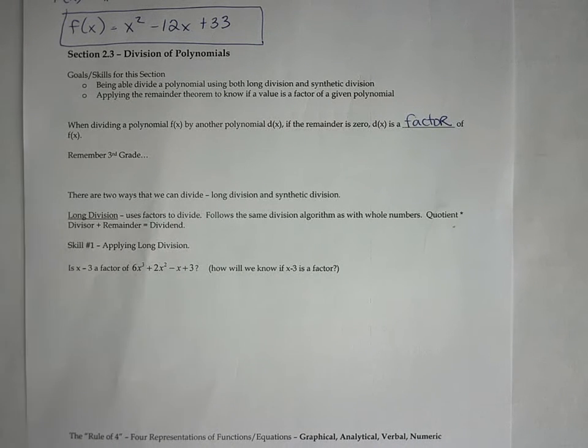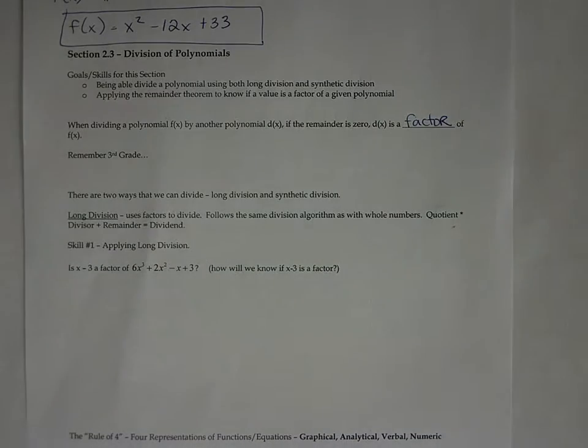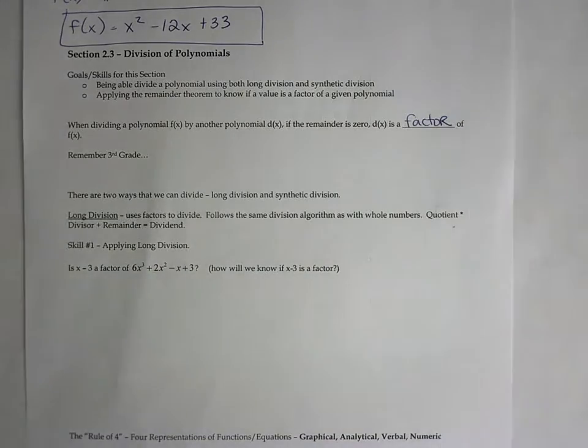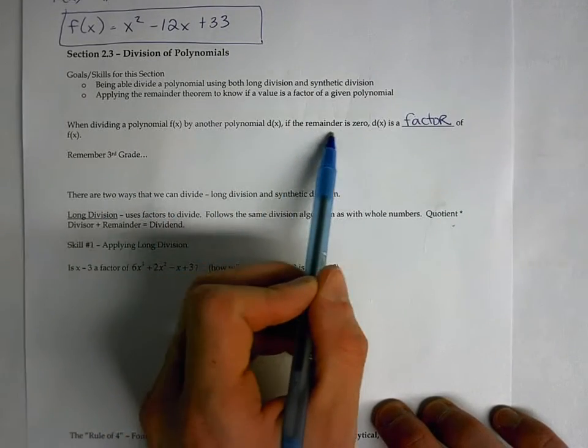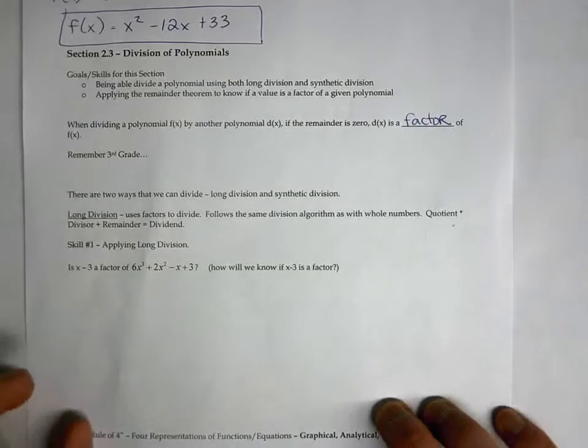And you might or might not remember it. It was taught real briefly in a previous math course, but we want to review that so we can see how all those pieces start to fit together for larger polynomials. So to begin, when dividing a polynomial by another polynomial, if the remainder is 0, we can say the divisor is a factor.